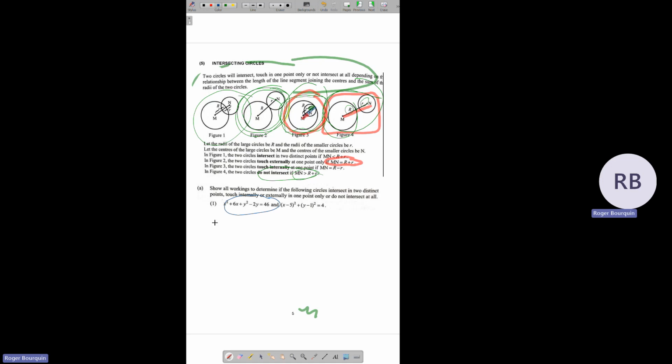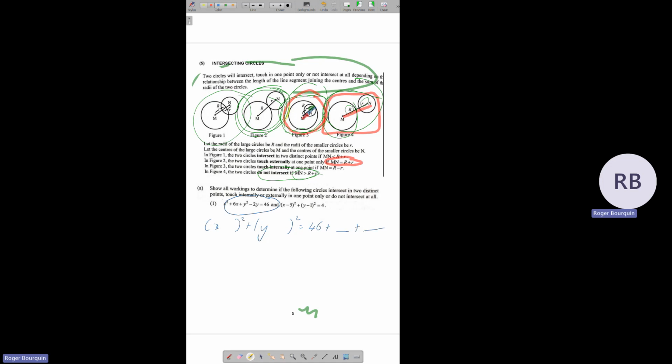Right, so to find the center of that circle, put the x's together and the y's together. We've done that. Remember, you're going to have your two brackets, x squared, y squared is equal to 46 plus, then you're going to balance and balance.